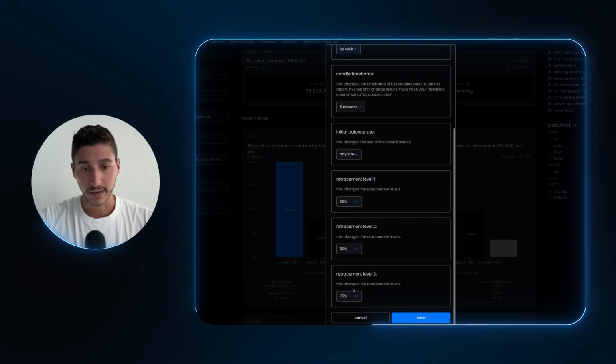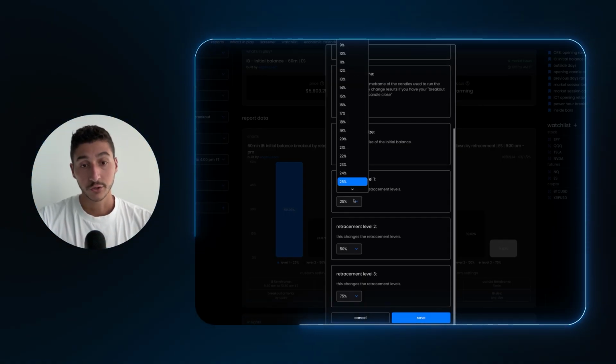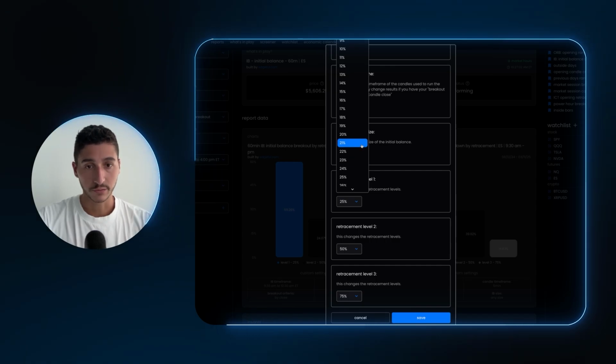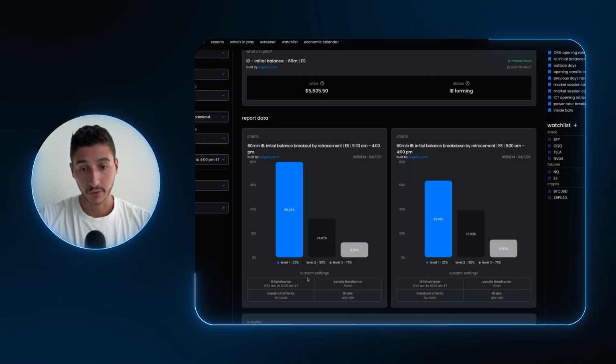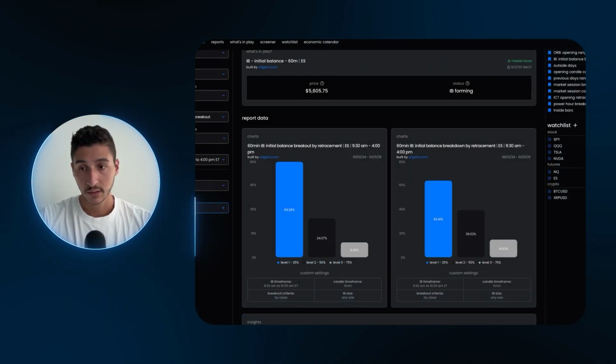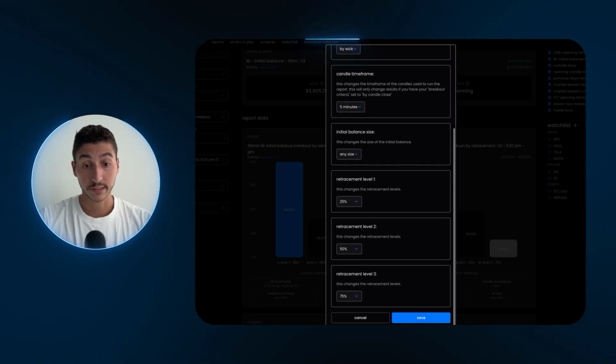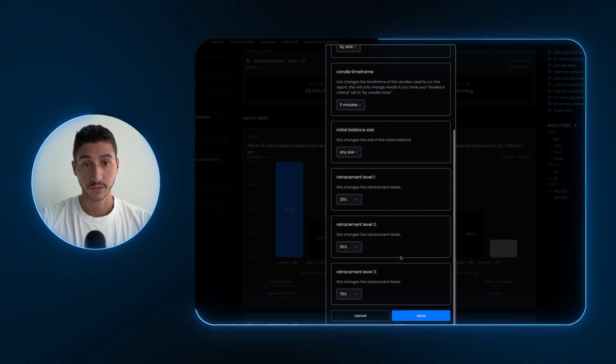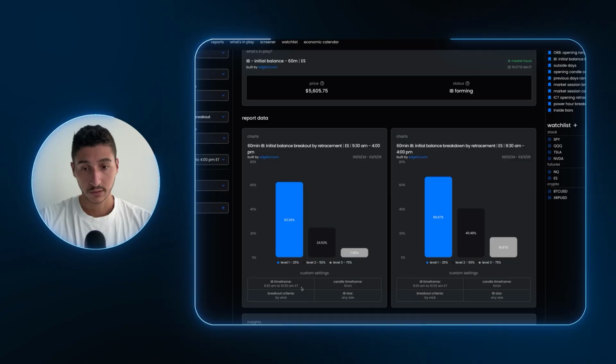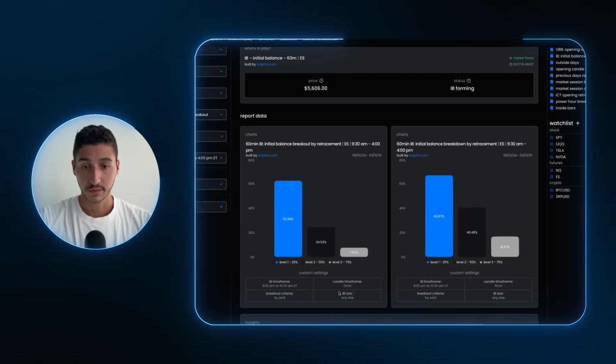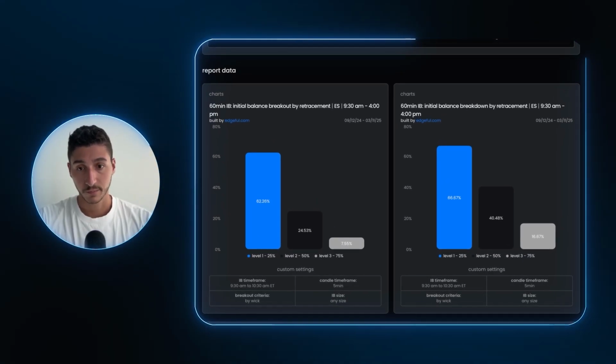And then finally, we have the retracement levels. You can play around with these. It doesn't really matter what you do. Just make sure that you remember to check on this. And also always click save when you change your customizations. So if you X out, it's not going to save. Your customizations are always down here.